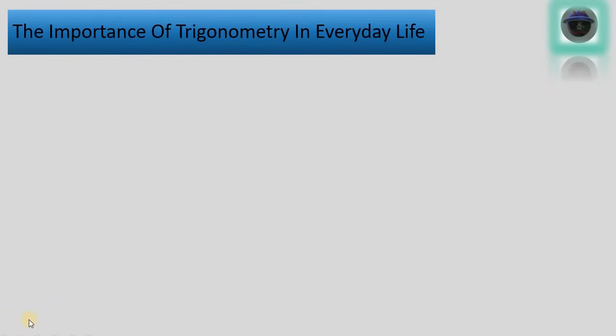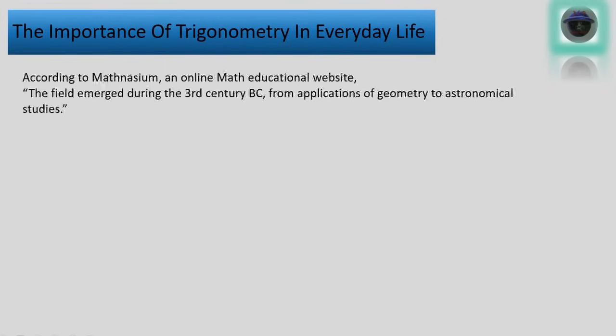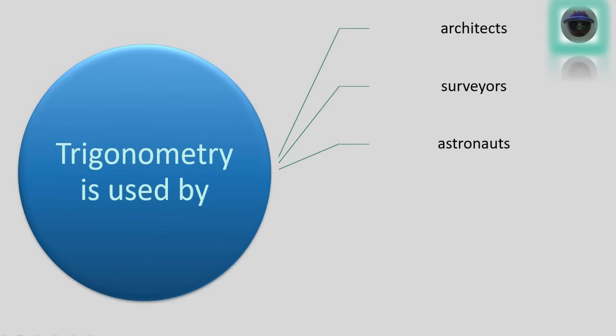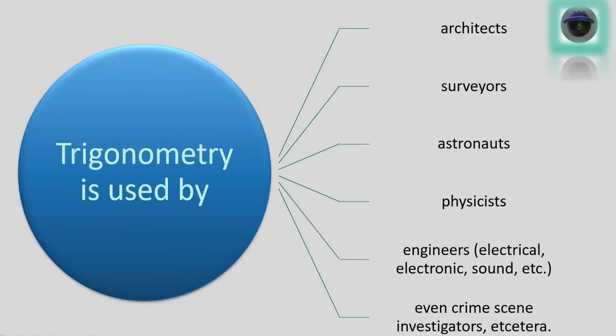The importance of trigonometry in everyday life. Now, according to Mathnasium, an online math educational website, the field emerged during the 3rd century BC from applications of geometry to astronomical studies. Now, trigonometry is used in everyday life. It is used by architects, surveyors, astronauts, physicists, engineers, and even crime scene investigators.